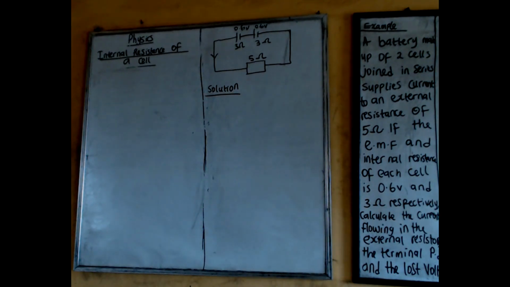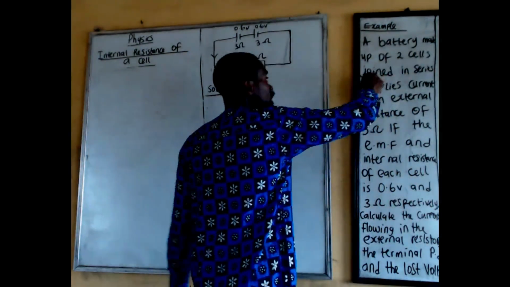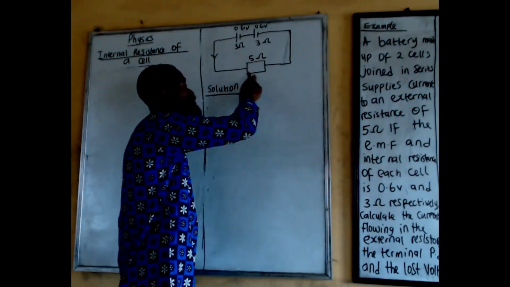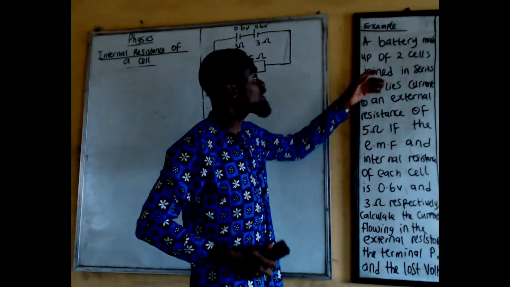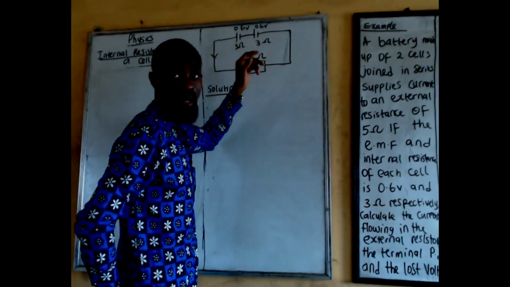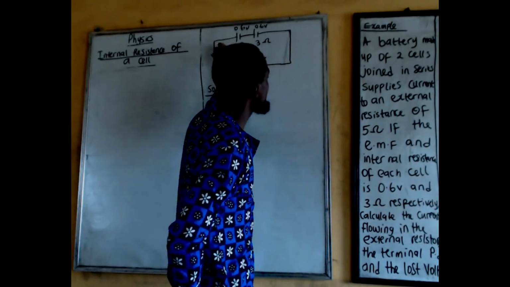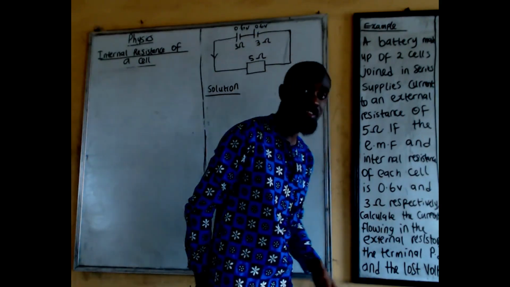So now on the board, we have a question under EMF or potential difference of a cell. It goes this way: a battery made up of two cells. This diagram captures the question. You can see the two cells in the diagram, and they are joined in series.